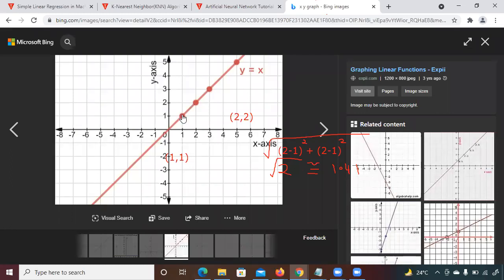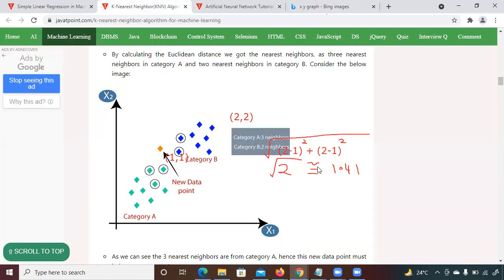You have to find the distance for this to this, then for this with respect to this, then again for this with respect to this. Whichever is nearer, it is going to belong to that category. So this algorithm works exactly in that way.